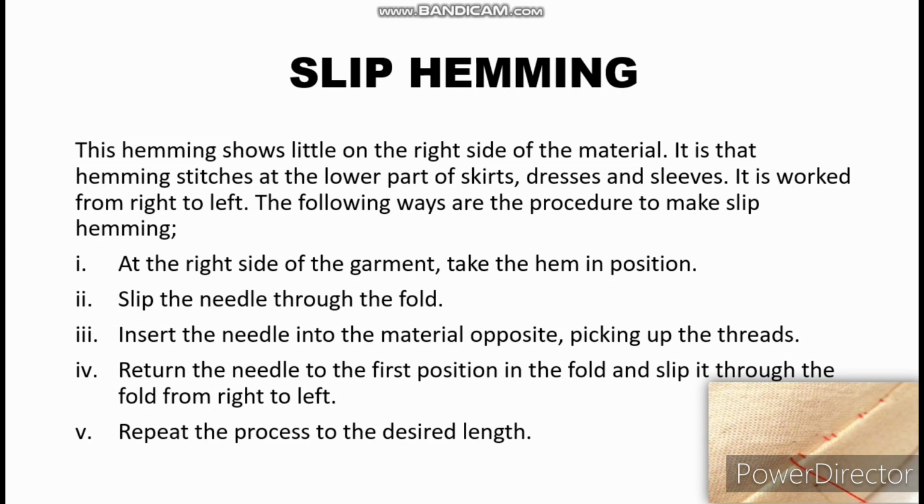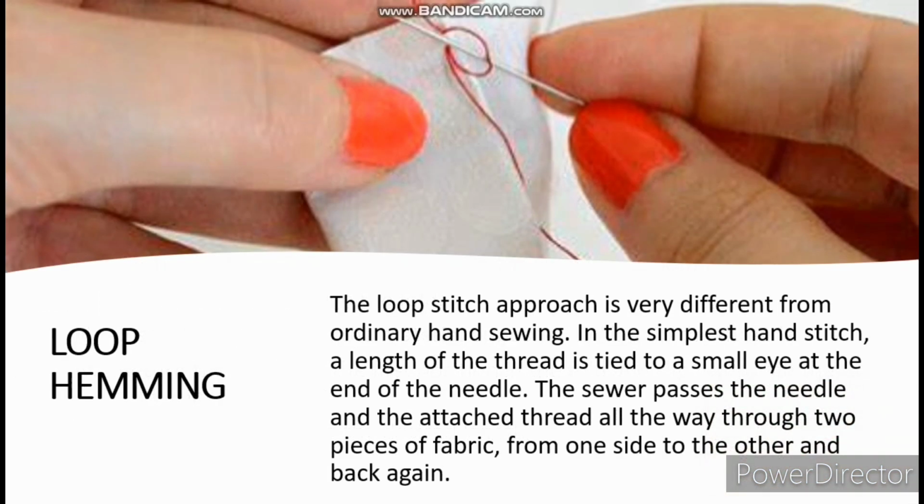Loop hemming. Loop hemming approach is very different from ordinary hand sewing. In the simplest hand stitch, a length of the thread is tied to a small eye at the end of the needle. The sewer, that is the person who sews, passes the needle and attached thread all the way through two pieces of fabric from one side to the other and back again.